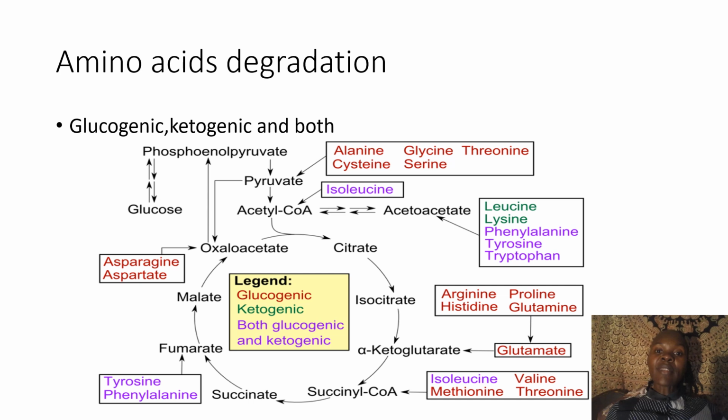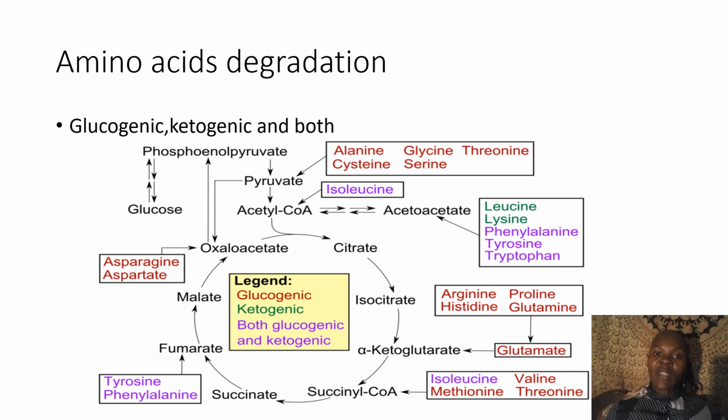Alanine, cysteine, glycine, serine, and threonine are converted to pyruvate. The pyruvate can be converted to acetyl-CoA. It goes to the TCA cycle. Or the pyruvate can also go to gluconeogenesis. So they are known as glucogenic amino acids.